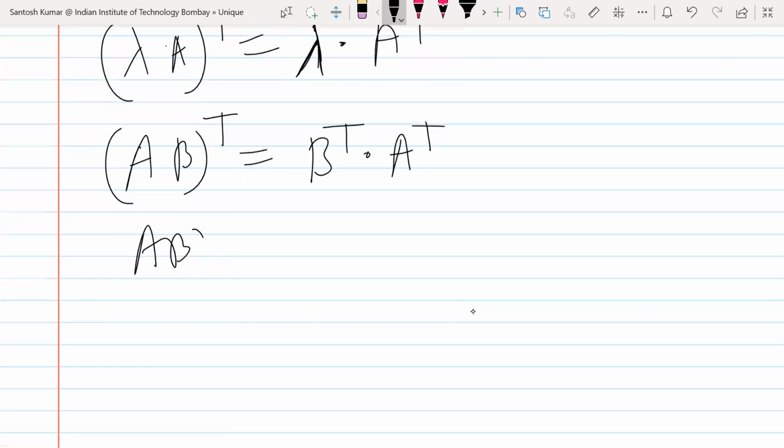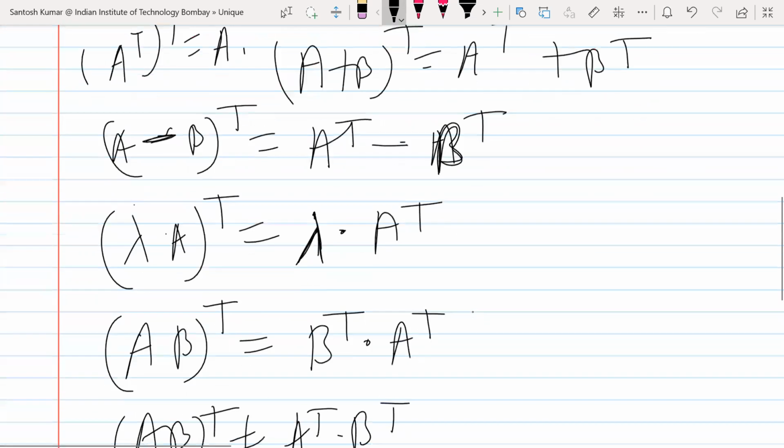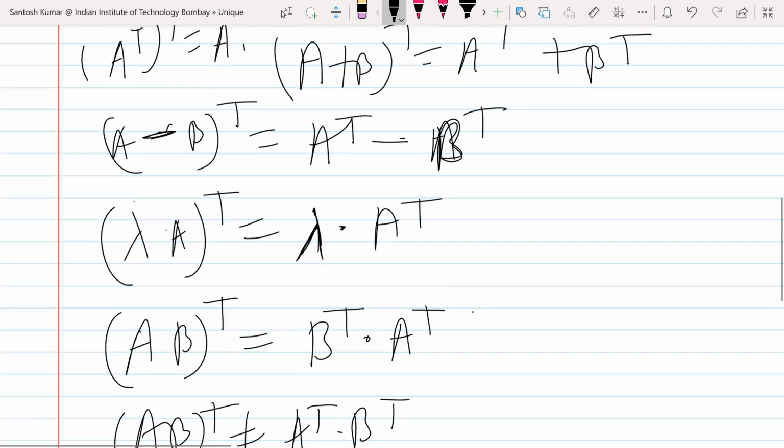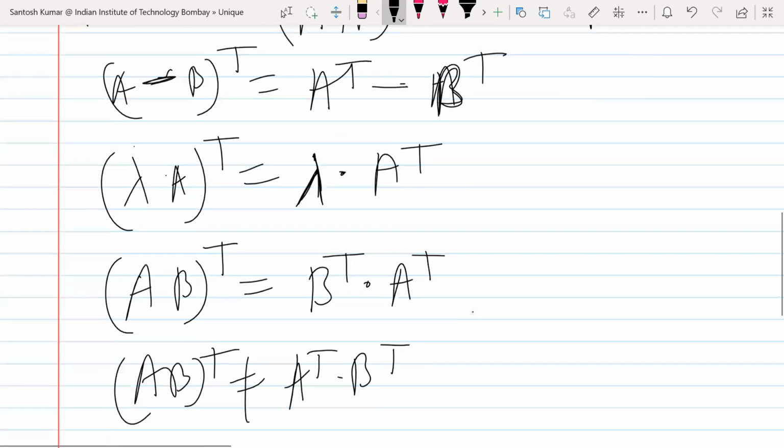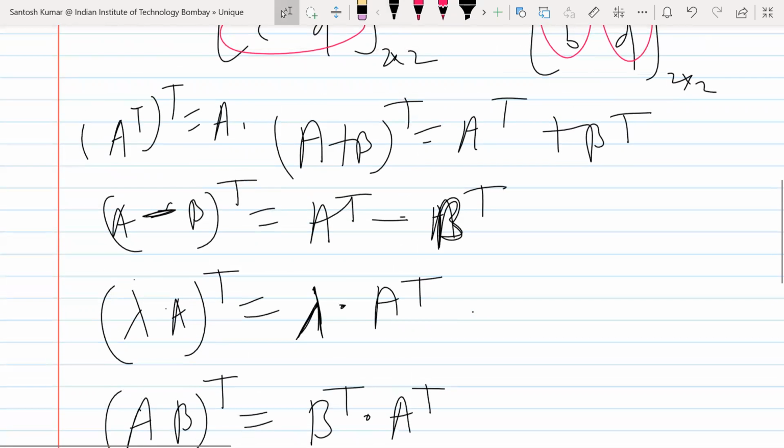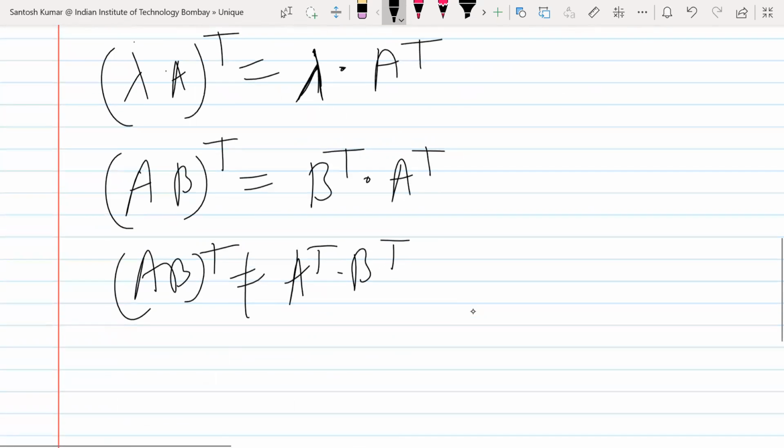So notice that (AB) transpose is not equal to A transpose B transpose. And you can verify all these properties by taking an example. You can choose A and B of the same order. Then you can verify all the properties. Find LHS, find RHS, and you will find both are equal.